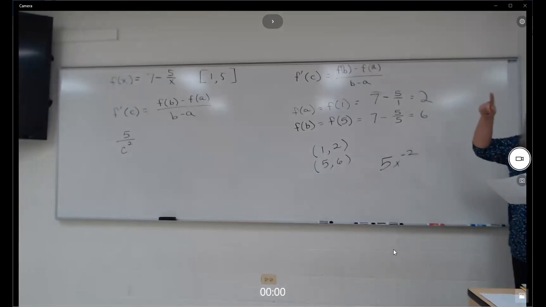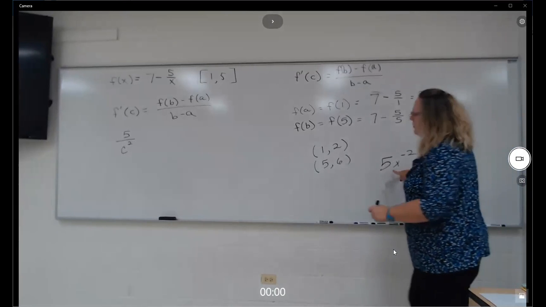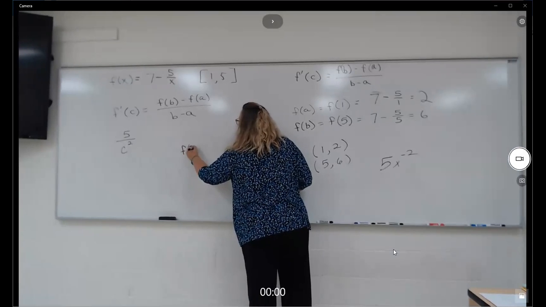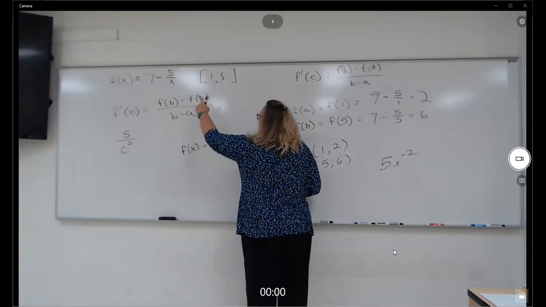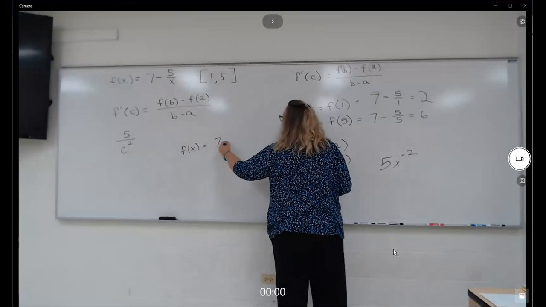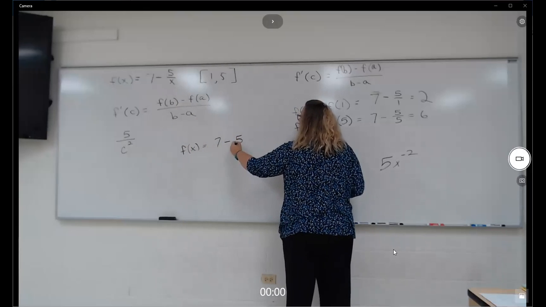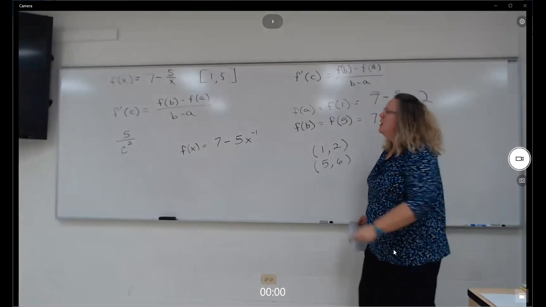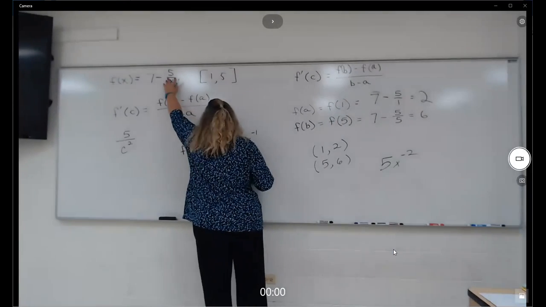Yes? Sorry, I missed how you got 5x to the negative 2 as the derivative. Okay, all right, so let's back that up. Let's write f of x. I'm going to rewrite it as 7 minus 5, but I'm going to write it as x to the negative 1. Okay. So you see how that's just this guy.